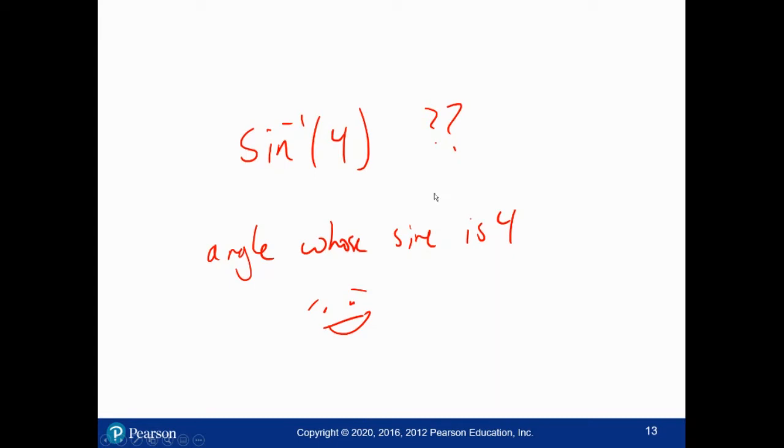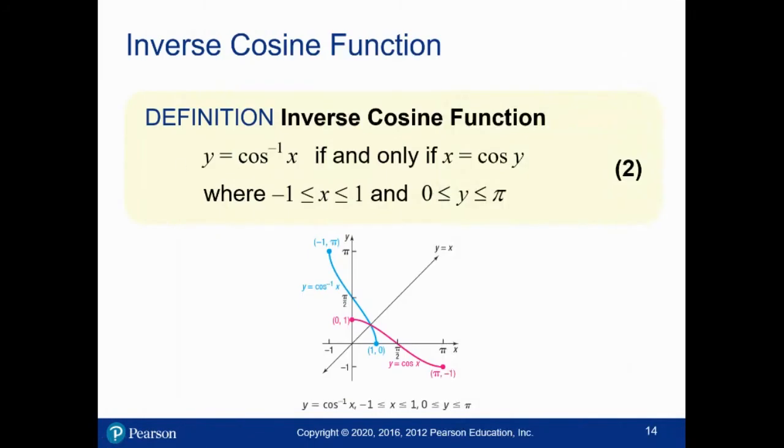So we're going to come back in the next video, and having defined here the inverse of sine, in the next video we'll come back and talk about the inverse of cosine.